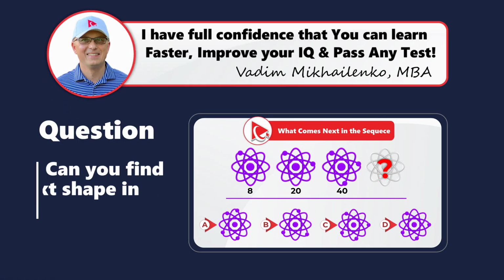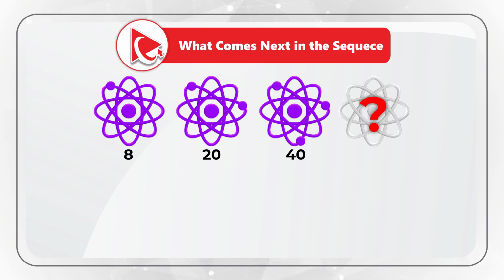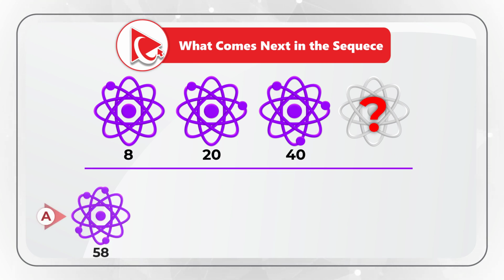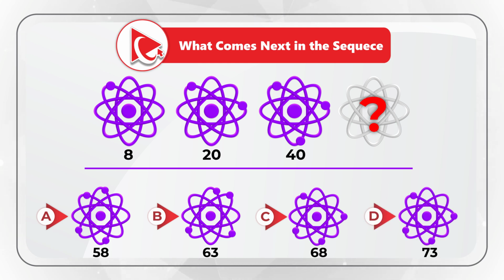Here's one of my favorite questions where you're presented with the sequence of shapes and you need to find the next shape in the sequence. What's unusual about this shape is that they resemble the molecules, with electrons floating around the molecule and atom in the middle. You have 4 different choices to choose the missing shape. Choices A, B, C, and D.